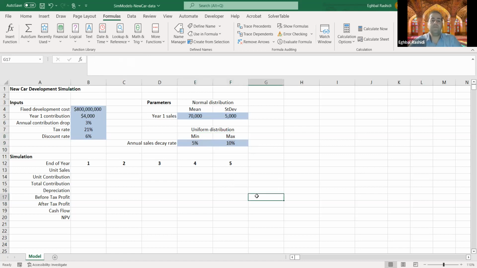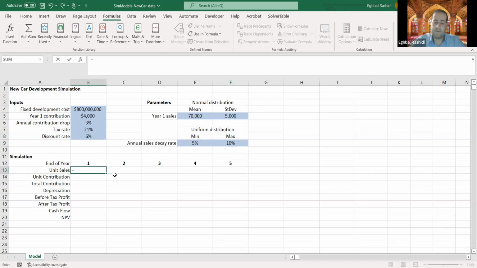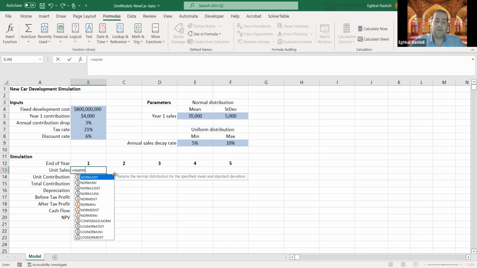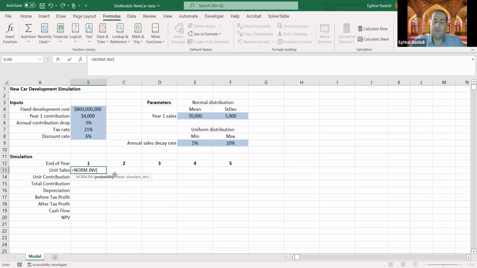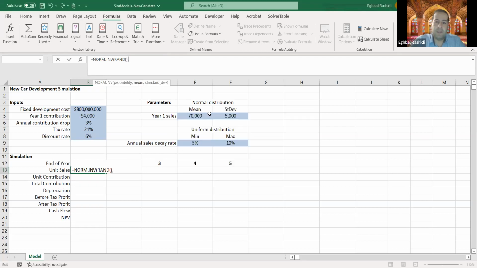Right. Okay. So now these are the years, the next 5 years we want to compute that. The first thing that we need to compute is the unit sales. So unit sales, as we said, follows a normal distribution. So I'm going to use the norm.inv, norm inverse, and then use the rand function to generate a random number. And then I'm going to give it the mean, the average of producing cars, which is 7,000, and also the standard deviation, which is 5,000.